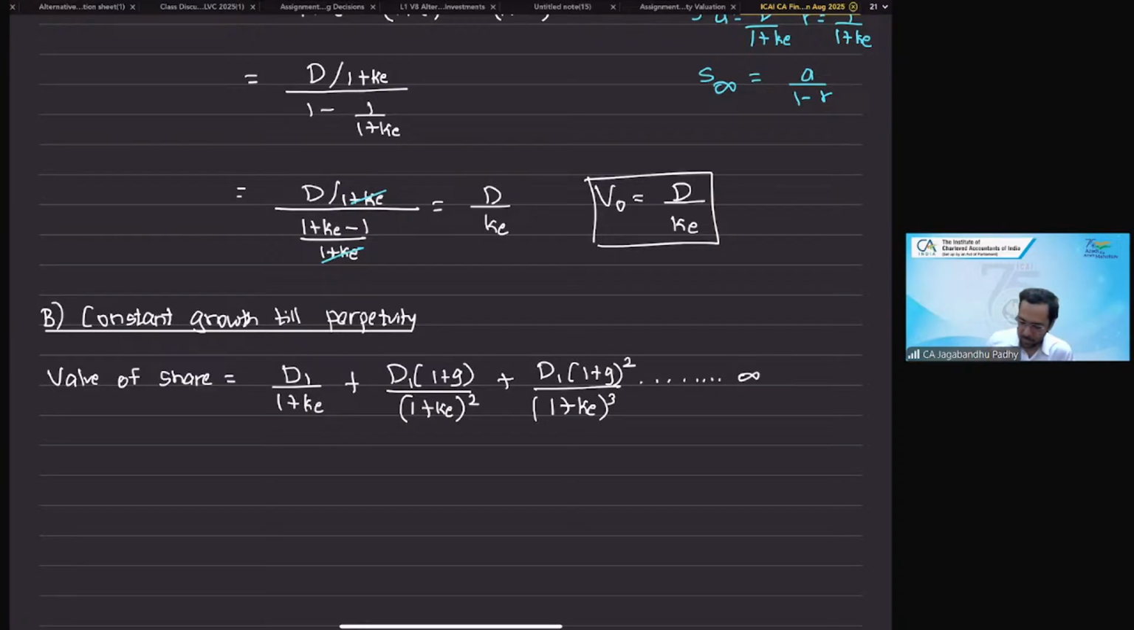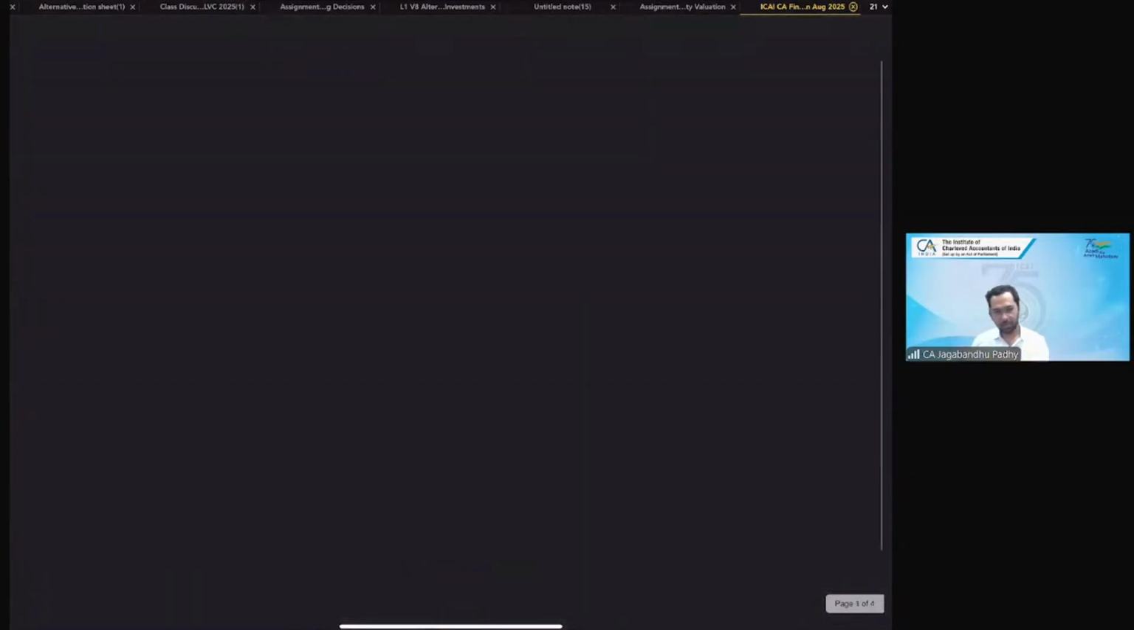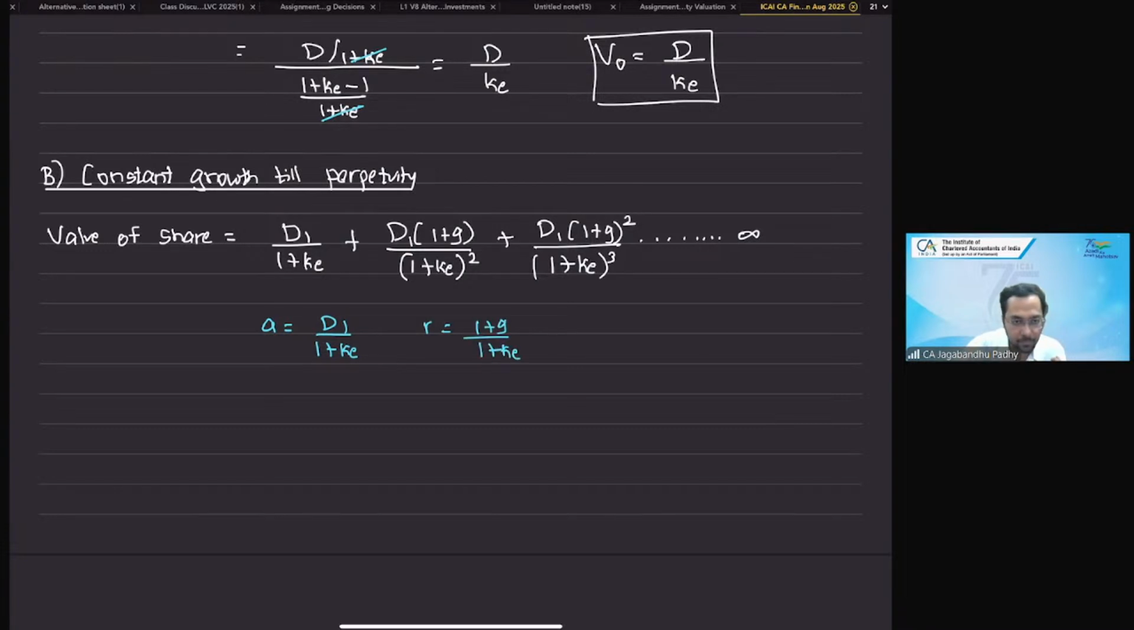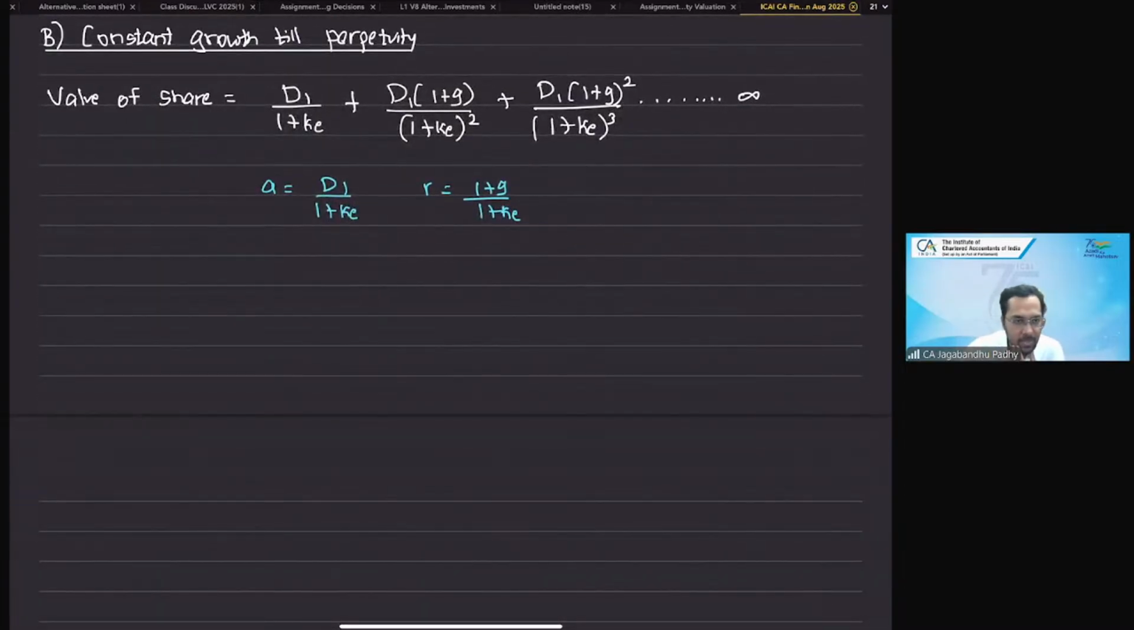perpetuity, this infinity. Now, again, does this seem to be like a geometric progression to you guys? Yes, sir. Okay. So this is again a geometric progression wherein the first term is D1 upon 1 plus K, and the multiple that we have is 1 plus g upon 1 plus K. Right. So value of share, we can say it's D1 upon 1 plus K plus D1 into 1 plus g upon 1 plus K square plus D1 into 1 plus g square upon 1 plus K cube. That goes on to infinity. So it's acting like a geometric progression.